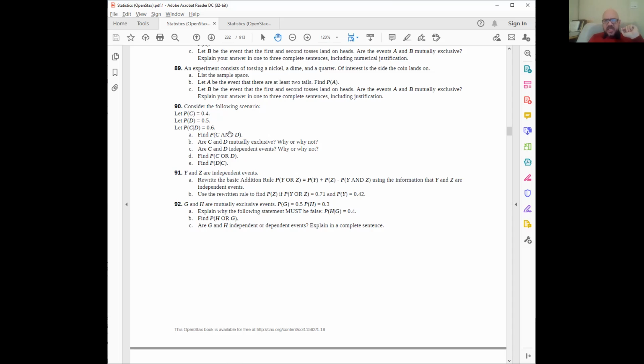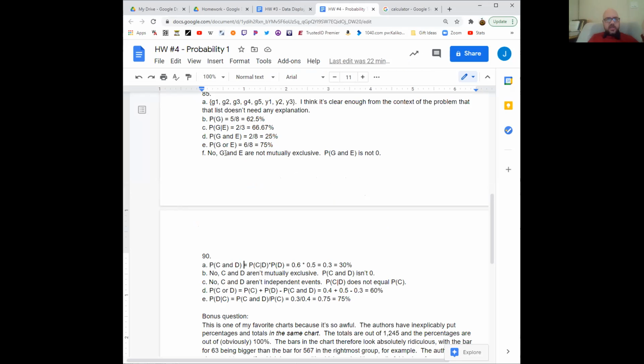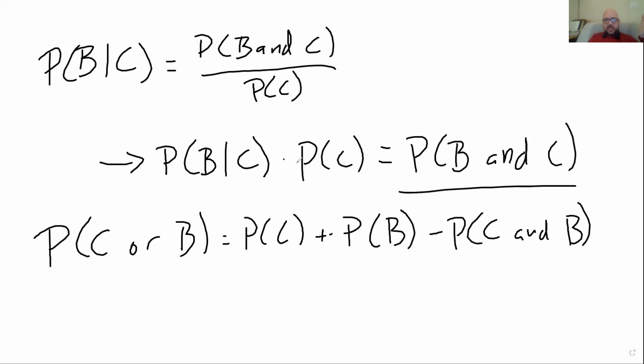Okay, C and D. So we want to use the formula, right? So we're going to do probability of C given D times probability of D. We get 30%. Let me flip back. All right, so there we go. Probability of C and D. So just like the formula I showed earlier with different letters on it, but same idea, we do this again, we get 30%.